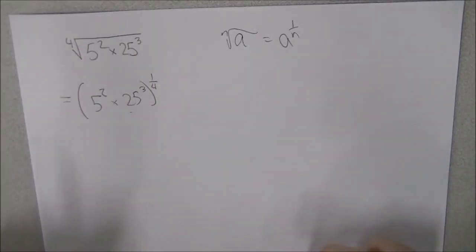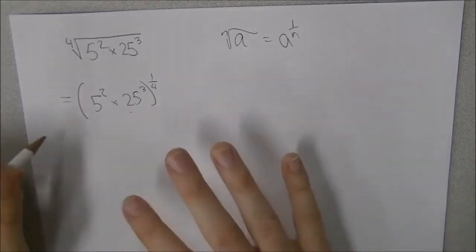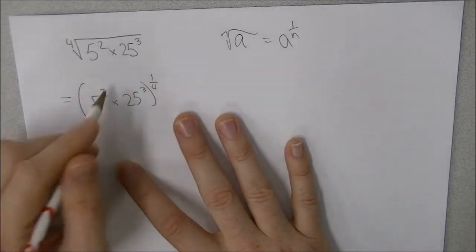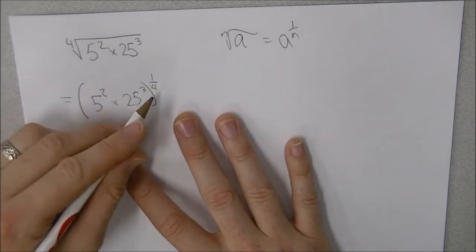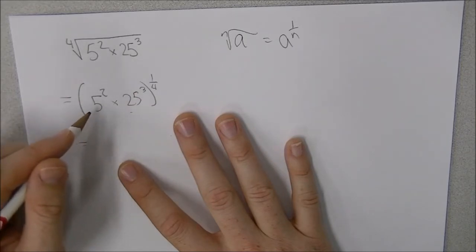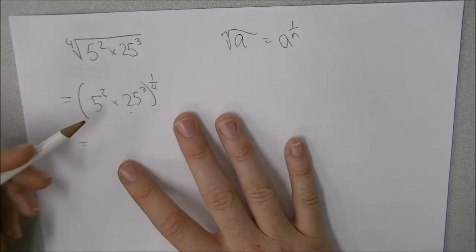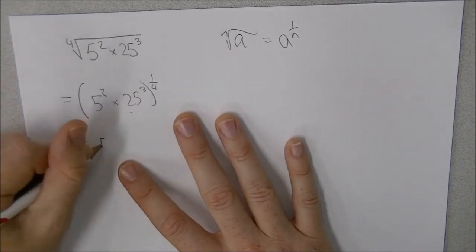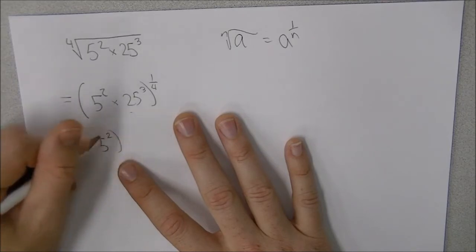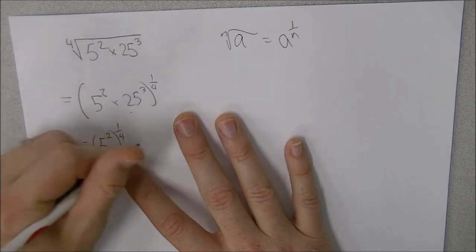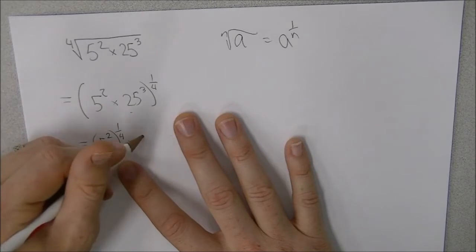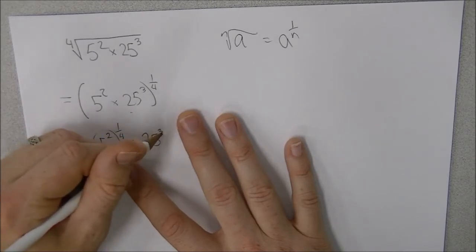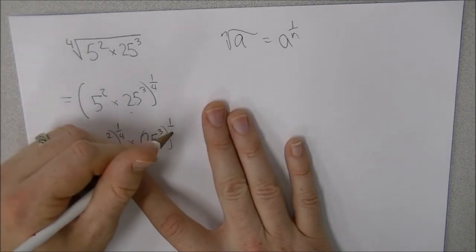Now we could distribute. So we could distribute this 1 over 4 to both factors of this multiplication here. So the first one, we have 5 squared to the power of 1 over 4 times 25 cubed to the power of 1 over 4.